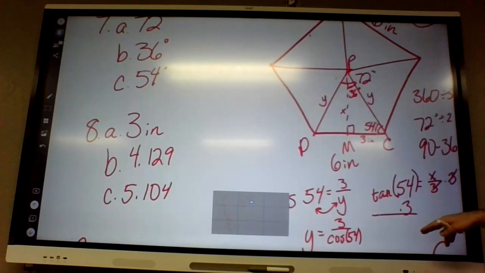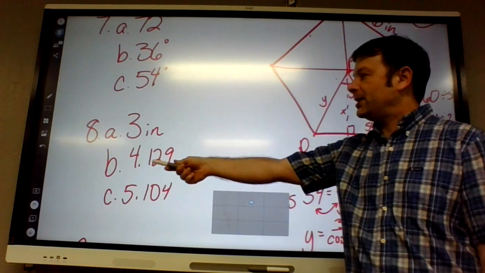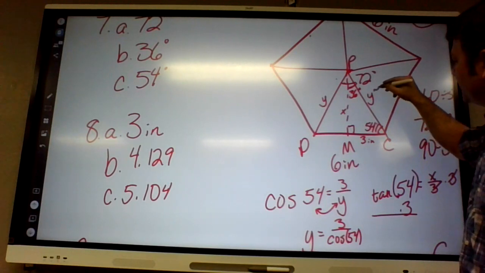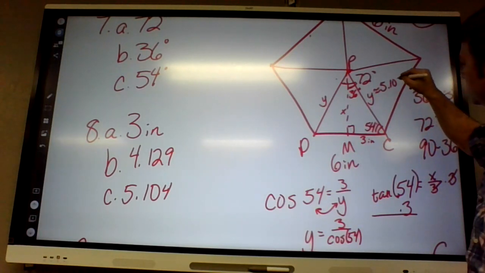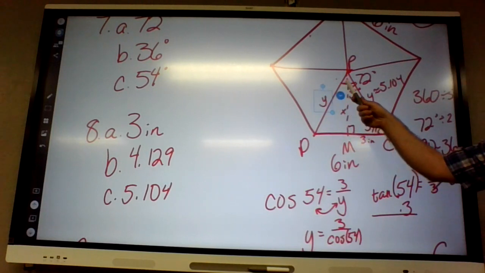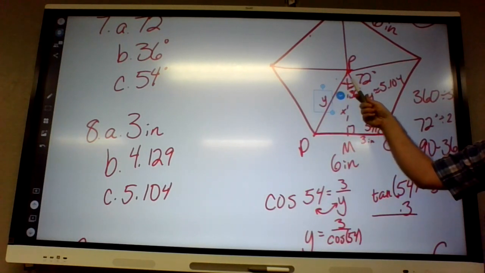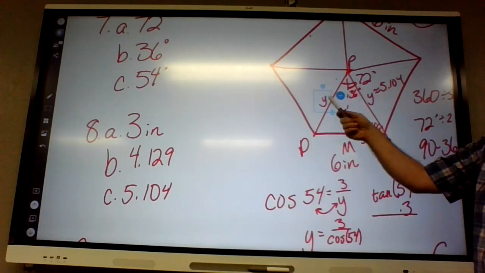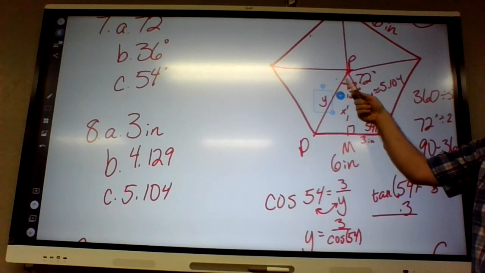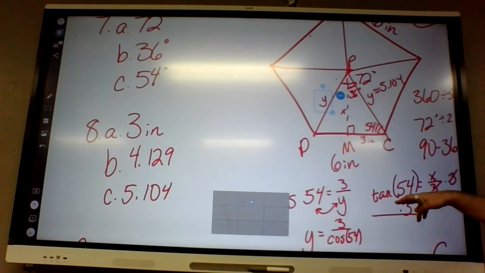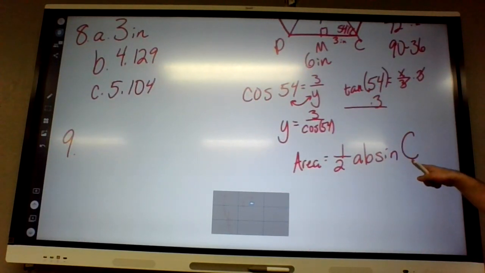Now what can we use for our A and B? We have to use our answers on 8. Well, we just found out that y was about 5.104. So one option is we could use 5.104, 5.104, and 72 degrees for the angle. You guys see where I'm getting that from? 72 is the angle between them for the formula. Where would you put in the angle? Right there.